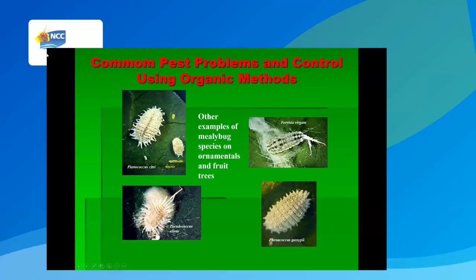So there are a whole range of mealybug species that feed on the various plants that we have here. And some examples are shown here, Planococcus, Pseudococcus, and so forth, Phenacoccus. And these feed on various species of ornamental plants and fruit trees and so forth, garden plants in general. Next slide, please.